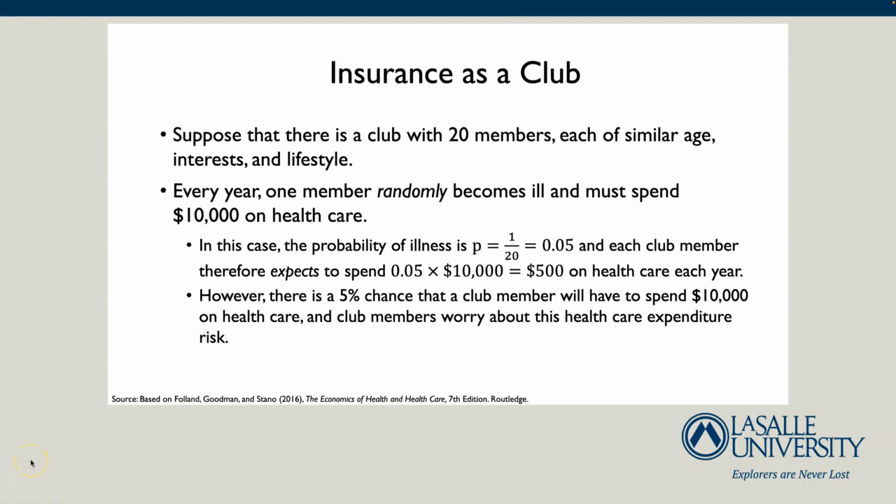So when we're thinking about risk pooling, it's useful to think about insurance as a club. Suppose that there's a club of 20 members, each of similar age, interests, and lifestyle. Each year, one member of this club randomly becomes ill and must spend $10,000 on health care. In this case, the probability of illness is 0.05, and each club member therefore expects to spend $500 on health care each year. That's the probability of illness or injury multiplied by healthcare expenses if ill or injured.